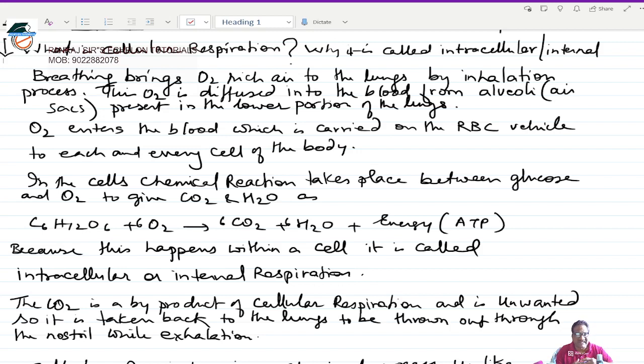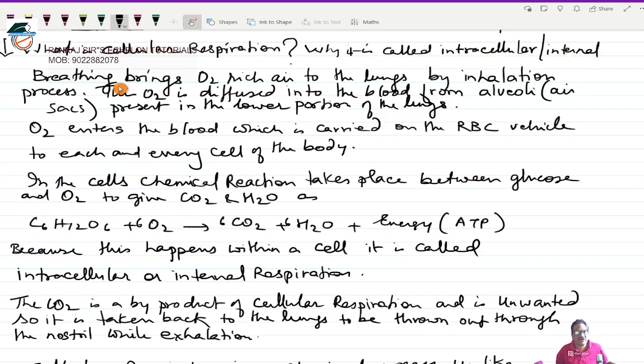Now coming to the second part of respiration, that is cellular respiration. Once the oxygen has entered the lungs, what happens next is interesting. So let us start today's video from here itself. Here we go. I hope you can see my cursor. So what is cellular respiration? Why is it called intercellular or internal respiration?